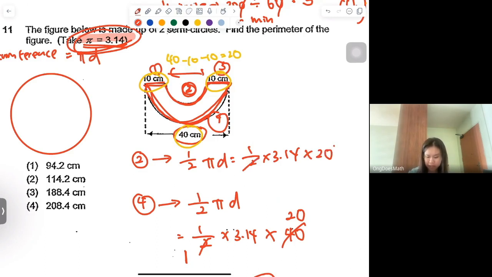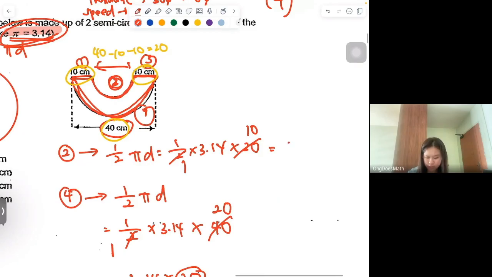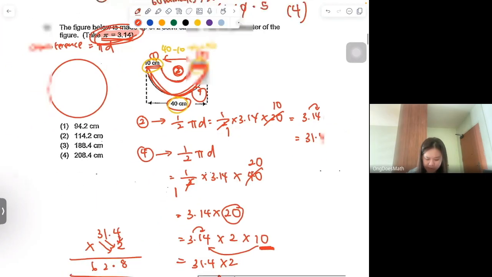So to simplify things, both are divisible by 2. 2 divided by 2 gives you 1. 20 divided by 2 gives you 10. So this is equal to 3.14 times 10. And to bring in the times 10, there's 1 zero here. So shift your decimal point to the right 1 time. You get 31.4. So now we got all 4 sides. We just have to add up all the sides.